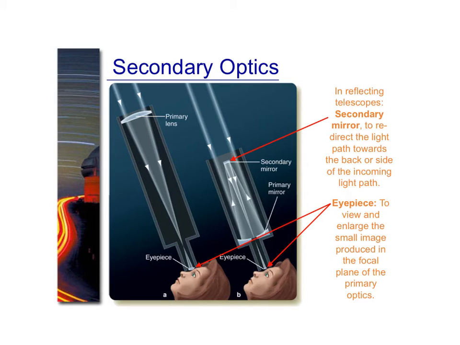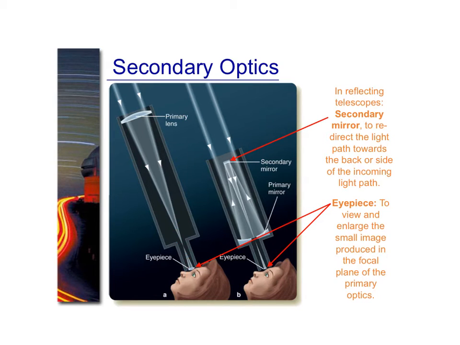So here are some images of the secondary optics. In terms of your refractor, here we can see we have the lens up here concentrating the light to a single point where it reaches your eye. So we have that convergence of light. There's no secondary optics besides an eyepiece in a refractor.